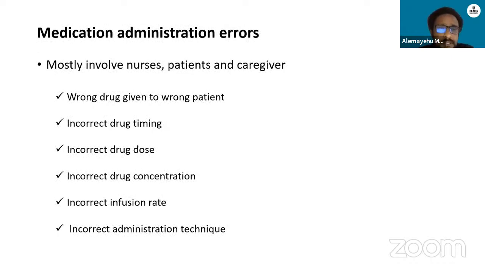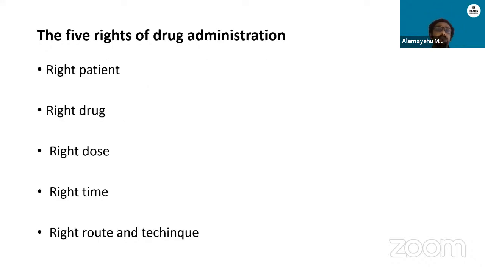Okay, so the other types of medication administration errors, yeah, these are another group of errors, medication administration errors. It's all about errors that occur during the medication administration, like wrong drug given to wrong patient, timing error, drug dosing error, concentration error, infusion rate error, and administration technique error. So a number of errors associated with administration.